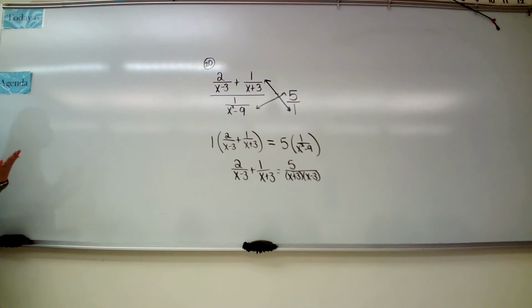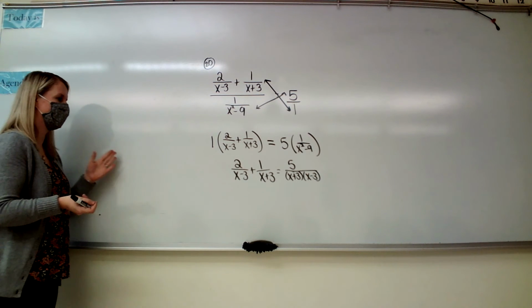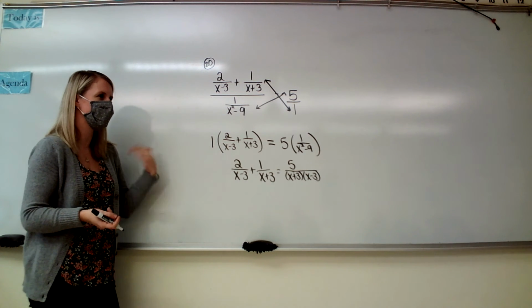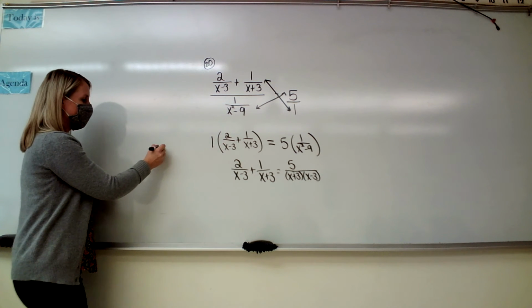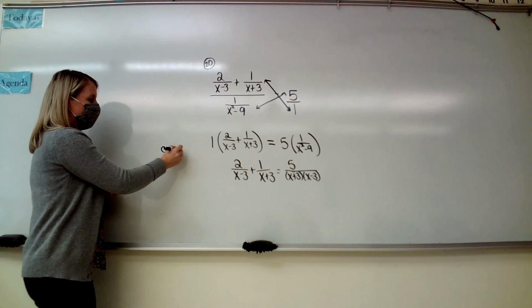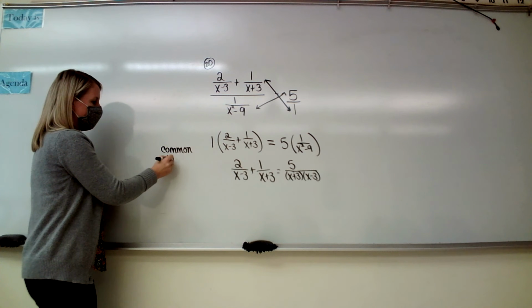So now, the main goal is just to kind of simplify our setup and get it to a point where we can actually do something about it. And this looks kind of like all the other problems we've been doing. I have an equation, there's fractions, I want to get rid of them. I'm going to multiply by the common denominator. In this case, my common denominator would be x plus 3, x minus 3.